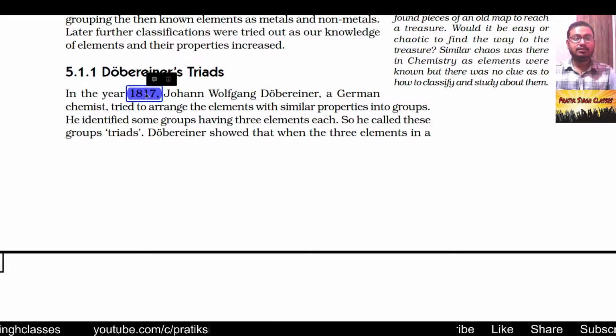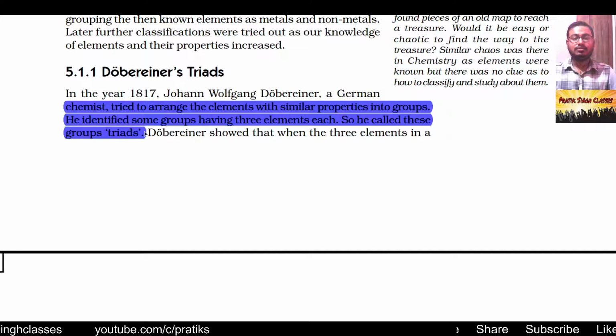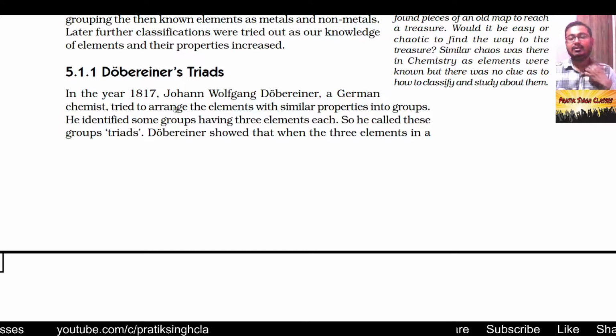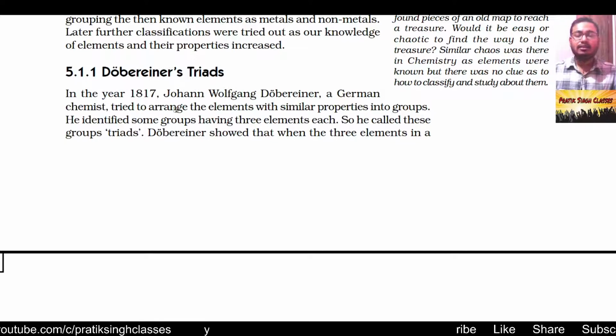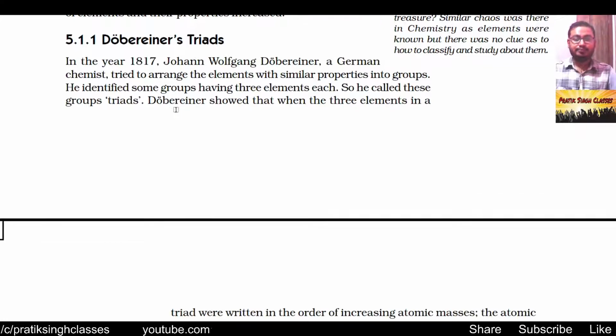In the year 1817, Johann Wolfgang Döbereiner, a German chemist, tried to arrange the elements with similar properties into groups. He identified some groups having 3 elements each, so he called these groups triads. What he found was that the properties of the elements in a group of 3 are similar. Because it is a group of 3, it is called a triad.